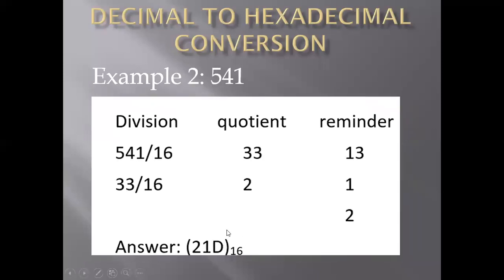Next example, 541. So 541 divided by 16, quotient is 33 and remainder is 13. Then 33 divided by 16, quotient is 2 and remainder is 1. You can put this 2 here and then write it down to up. So 2, 1, 13. 2, 1 and for 13 our hexa is D. So our answer is 21D.